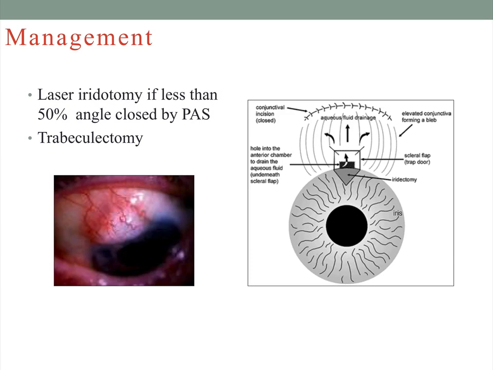This surgery can also be combined with the cataract surgery, and that is called as combined surgery. Here you can see a hole is created in the trabecular meshwork, and then the aqueous is drained from the posterior chamber directly into the subconjunctival space. So this is a picture showing a trabeculectomy.